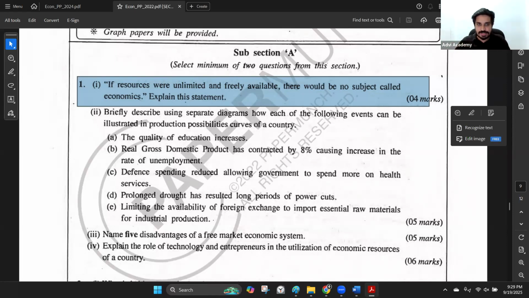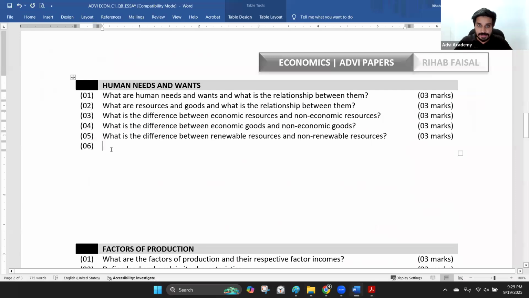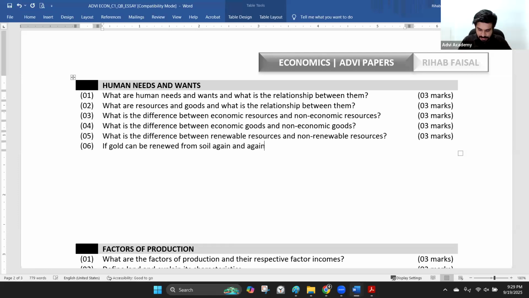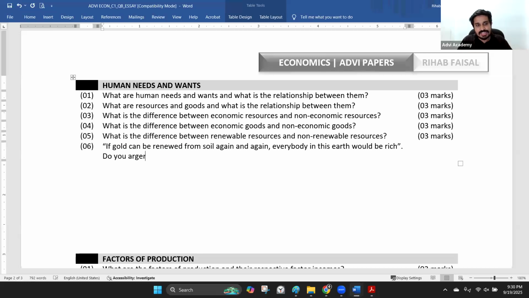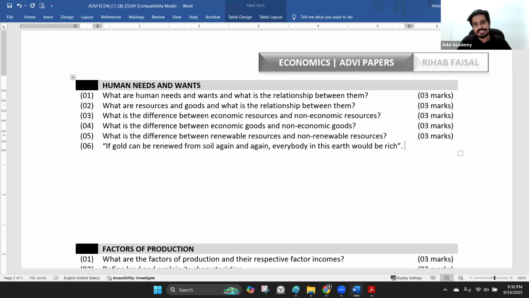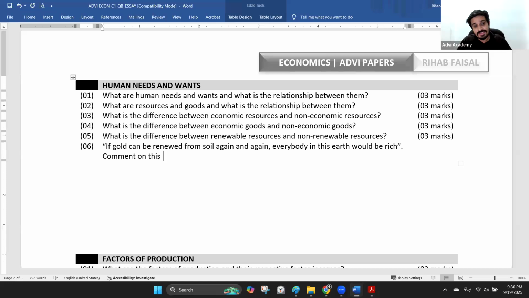Like that, I'm going to ask a question now regarding gold. If gold can be planted or can be renewed from soil again and again, everybody on this planet, on this earth, would be rich. That is the statement. I'm going to ask you, do you agree with this statement? Or I'm going to say, comment on this statement with your knowledge of economics. Let's say this is a 3 marks question.